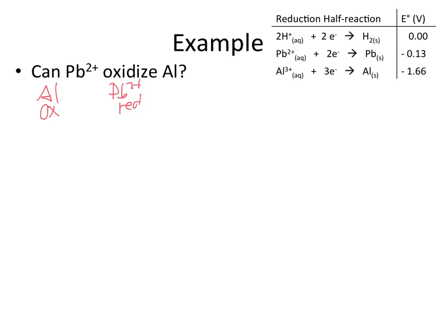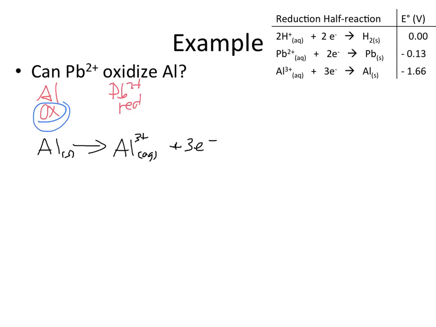If that's the case, let's do some half reactions and see what we get. If Al is oxidized, it must be losing electrons, so it goes from a solid to an ion. Looking at your periodic table, Al goes from Al to Al3+ because it loses 3 electrons, aqueous plus 3 electrons. That is what we're saying, because Al is being oxidized, it is losing electrons.